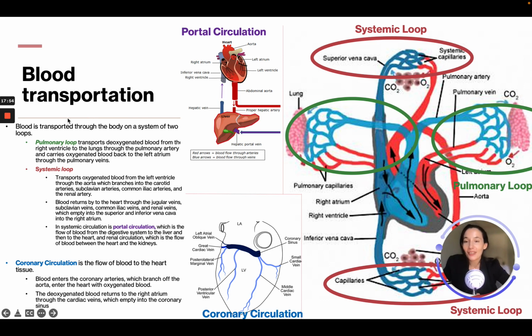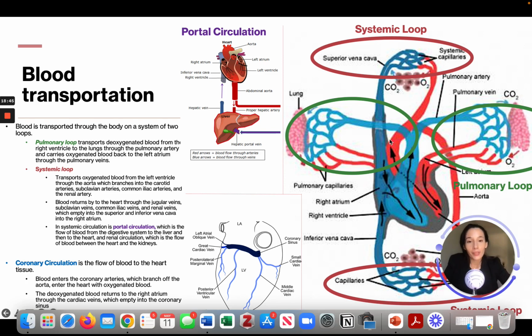So blood transportation. Blood is transported through the body on two loops. So there is the pulmonary loop. This is transporting deoxygenated blood from the right ventricle to the lungs through the pulmonary arteries and carries oxygenated blood back through the left atrium through the pulmonary veins. So we have already talked about this.